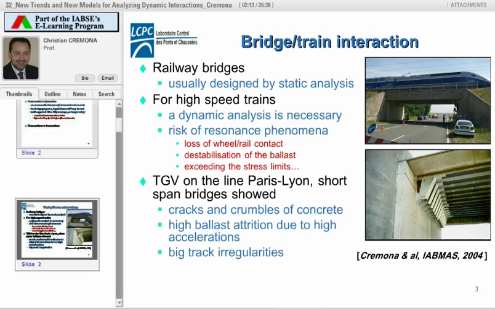And if you go back to the first design of the high-speed tracks in France, the historical line between Paris and Lyon, several problems were met on short-span bridges: cracks in concrete, high ballast, and big track irregularities, because there were resonant effects between trains and the structure itself. This is why, as you can see here, several strengthening measures were introduced in order to change the dynamic characteristics of this bridge.